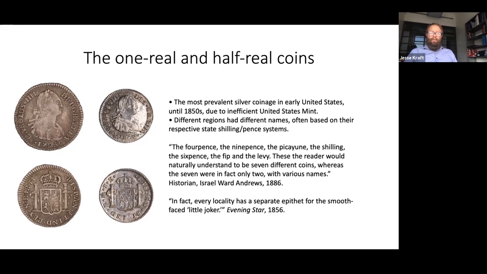Here's a quote from historian Israel Ward Andrews in 1886. The 4 pence, the 9 pence, the picayune, the shilling, the 6 pence, the fip, and the levy. These, the reader would naturally understand to be 7 different coins, whereas the 7 were in fact only 2 with various names. And those 2 different coins were the 1 real and the half real coins. And then the Evening Star in 1856 said, in fact, every locality has a separate epithet for the smooth-faced little joker.